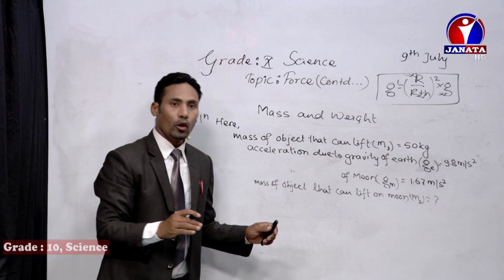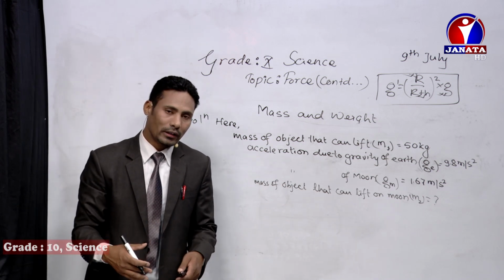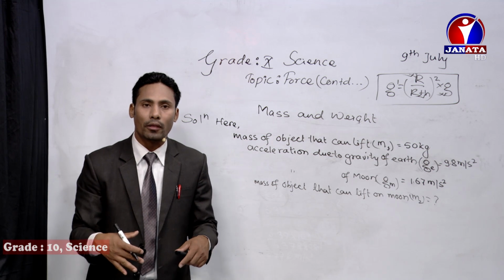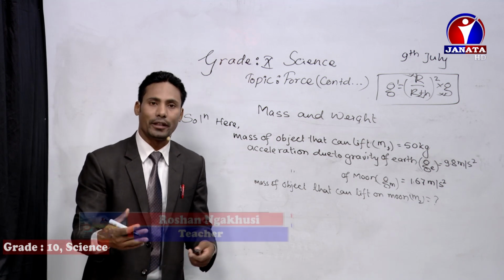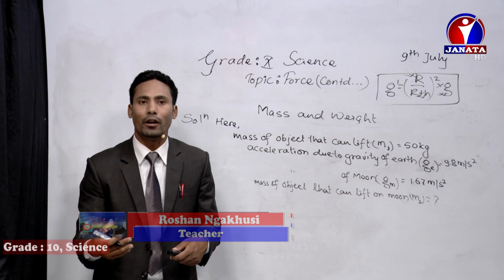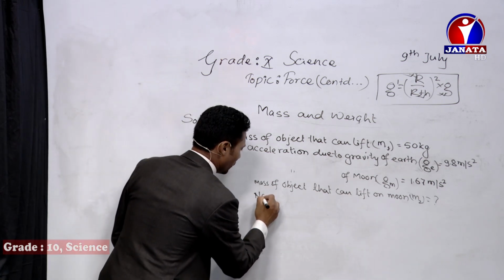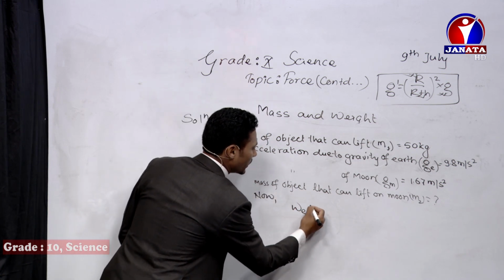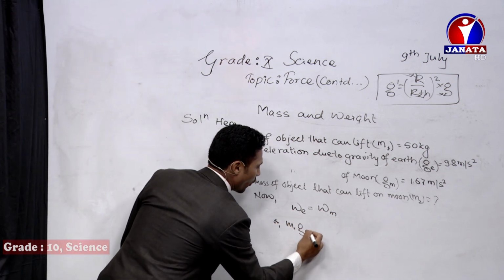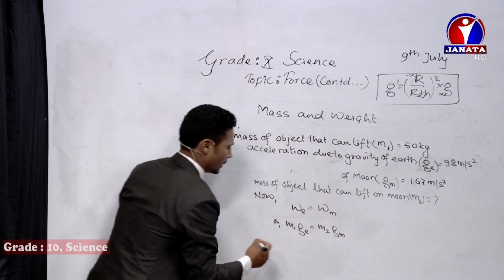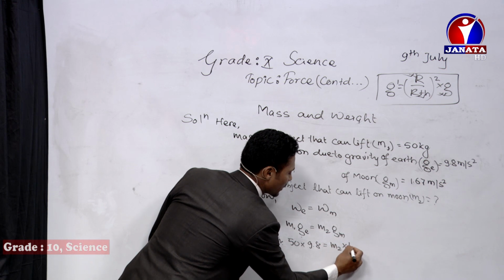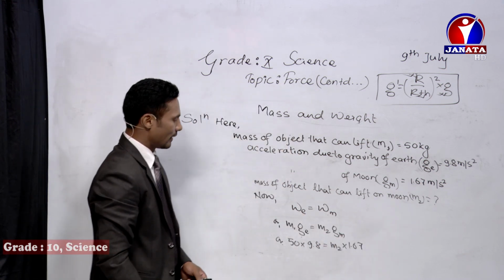Whatever energy I have on the earth, the same amount of energy will be there on the moon also. That means the weight I can lift on the earth, the same amount of weight I can lift on the moon also. So the weight lifted on the moon equals the weight lifted on the earth, right? So m1 g_e equals m2 g_m, where m1 is given as 50, g_e is 9.8, m2 we need to calculate, and g_m is 1.67. Whenever you calculate this, you will get the answer.